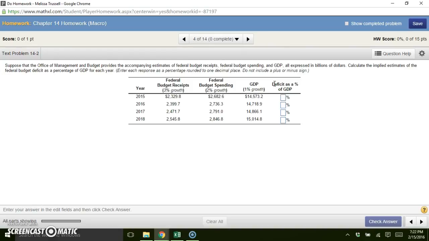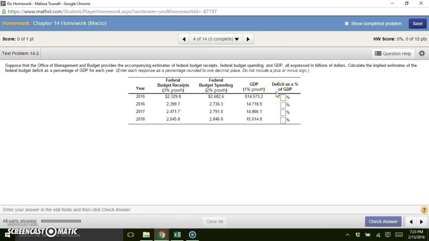So you can think about this from an individual perspective of your family. You may have a deficit if you spend more than you make. Or from the national perspective, what the federal government spends versus what they receive or make. So in this case, we're given spending and we're given receipts. So we can find the deficit by just subtracting spending minus receipts. And we'll know the deficit for the country, how much they're spending more than they're receiving. And then we're just asked to find that deficit as a percent of the GDP.